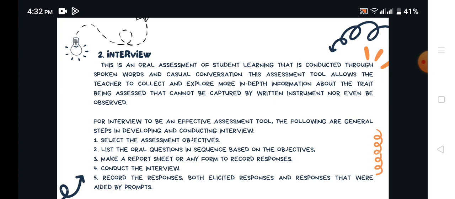And again, in-depth information about the trait being assessed that cannot be captured by a written instrument nor even be observed. So for interview to be an effective assessment tool, the following are general steps in developing and conducting interview. First, select the assessment objectives. Second, list the oral questions in sequence based on the objectives. Third, make a report sheet or any form to record responses. Fourth, conduct the interview. Fifth, record the responses, both elicited responses and responses that were aided by prompts.